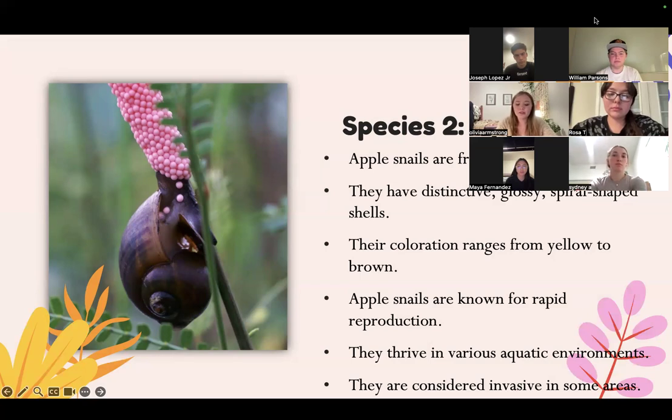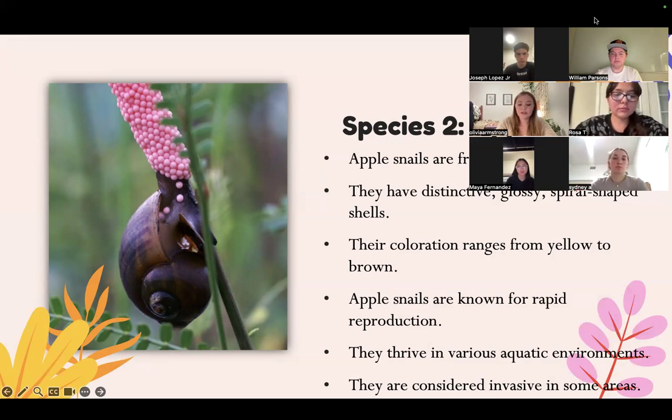However, apple snails are not just visually striking. They are also known for their rapid reproduction rates. This reproduction prowess allows them to quickly establish large populations in new environments. Their adaptability to various aquatic settings means that they can thrive in diverse conditions, from ponds to flowing rivers.